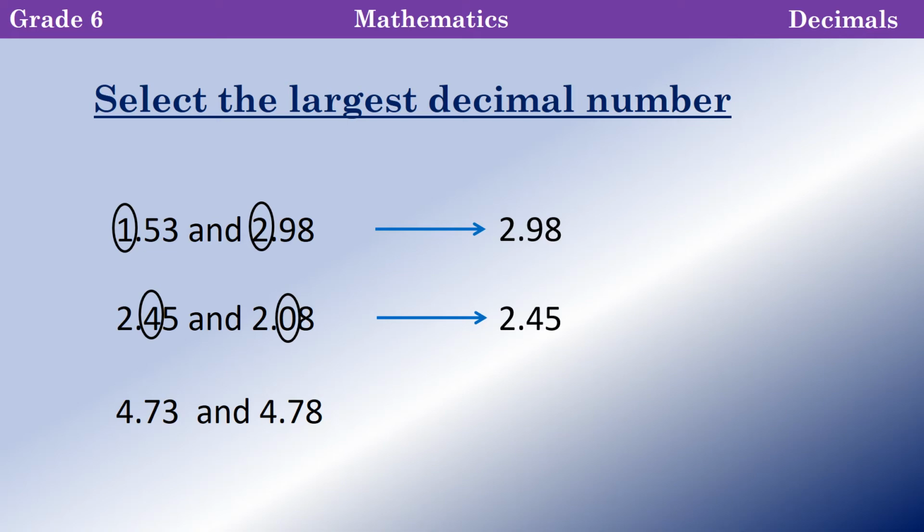When you compare the third pair of decimal numbers, you can see that the whole number part is 4 and the first decimal place is 7 in both numbers. Therefore, let's compare the third digit, that means the second decimal place value. They are 3 and 8. We know that 8 is bigger than 3, therefore the largest decimal number is 4.78.